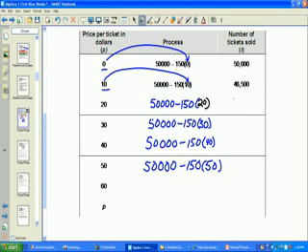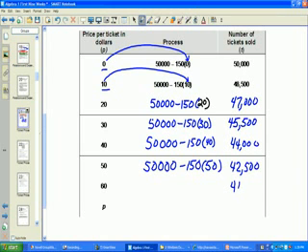So what did you get? 47,000. What was the next one? 45,000. 45,000 what? 500. 44,000. 42,500. Okay, what was the next one? 41,000. Just 41,000?